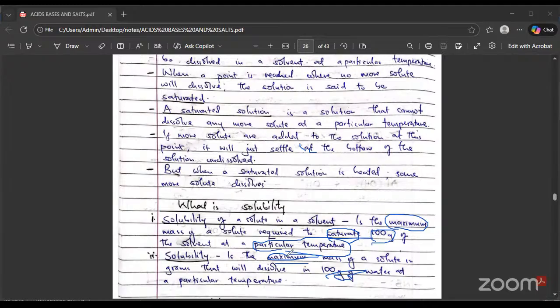So for the solubility of a solute in a solvent, we become very specific. When you talk about solubility, what we're interested in more is the 100 grams of water. We're interested in these 100 grams and the particular temperature, or a certain temperature. Very important. Please mark that one down.